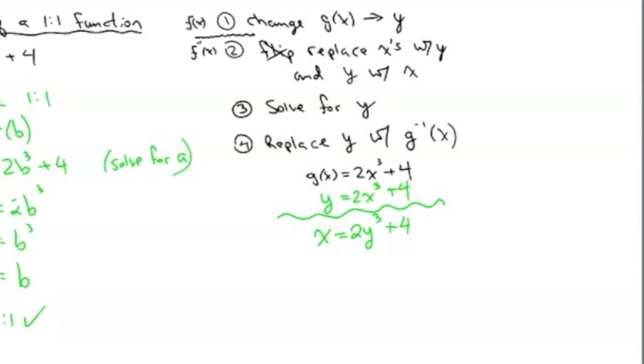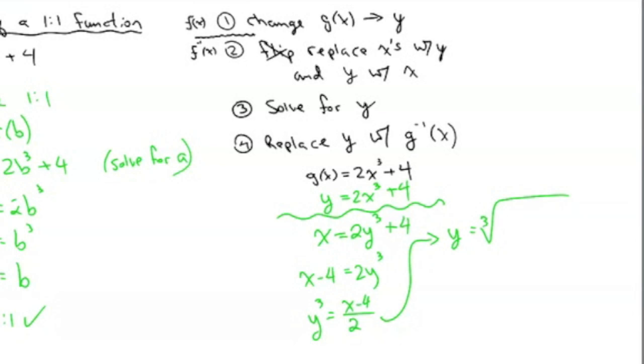All right. So, solve for y is the third step. Okay. I'm waiting for you to solve for y. Okay, if I solve for y, what do I get rid of first? x minus 4. So you get x minus 4 is equal to 2y cubed. Divide everything by 2, and you get y cubed is equal to x minus 4 divided by 2. Now you have to cube root it, and you get y is equal to the cube root of x minus 4 all over 2.